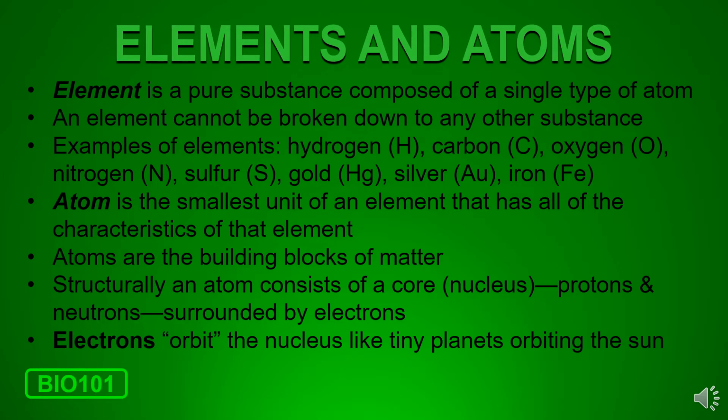So an element, by definition, is a pure substance composed of a single type of atom. And so from the periodic table, we know elements like carbon and nitrogen, oxygen, helium, hydrogen. An element cannot be broken down into any other substance, okay? So examples of elements here that I have: hydrogen. By the way, in parentheses, you see the capital letter H. This is the chemical designation for the element hydrogen, capital H, capital C for carbon, capital O for oxygen, capital N for nitrogen. You see how that works.